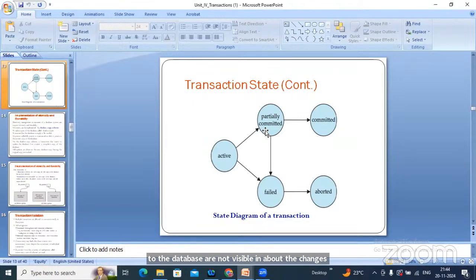Whereas in commit, the changes made in the database are going to show. Why? The transaction is completed successfully.